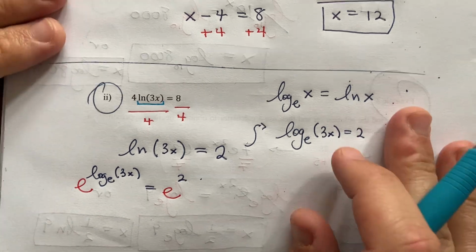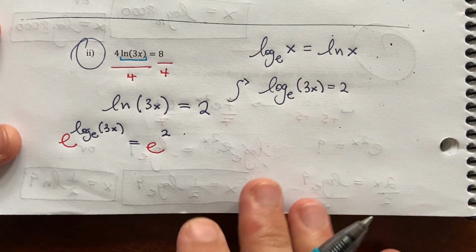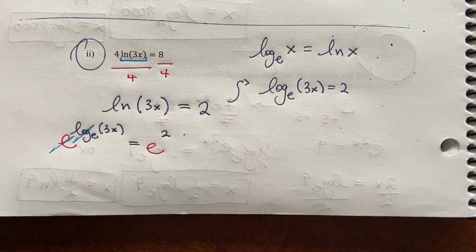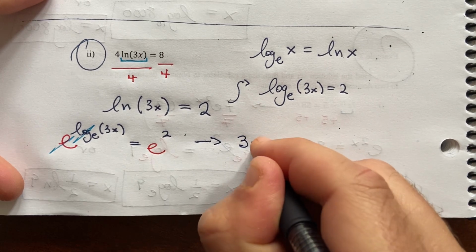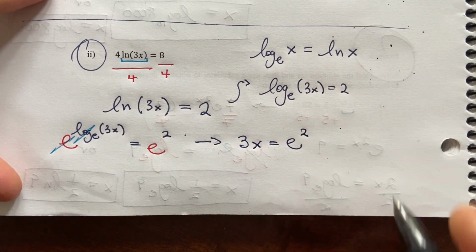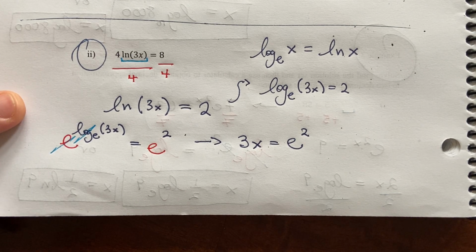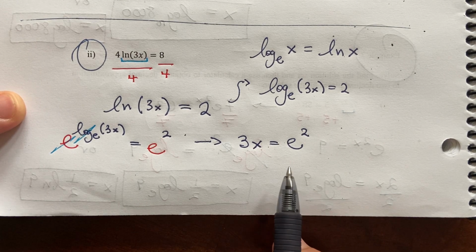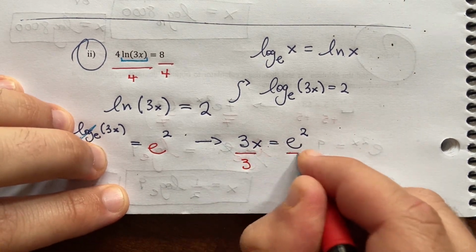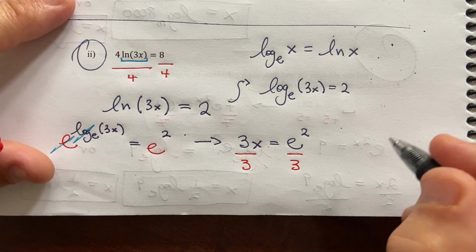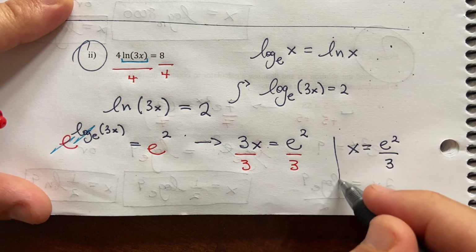And then you can apply that property up here, this one, and say, okay, these actually cancel. The only thing that would be left would be the 3 times x, and then I still have e squared on the right. You don't need to approximate e squared here. So divide by 3. So x equals e squared over 3.